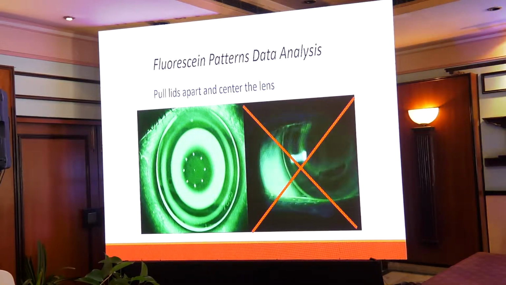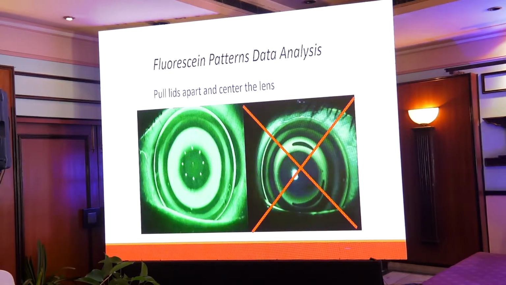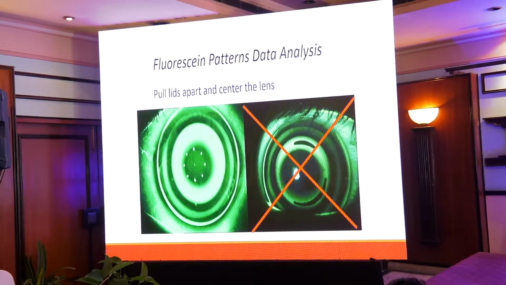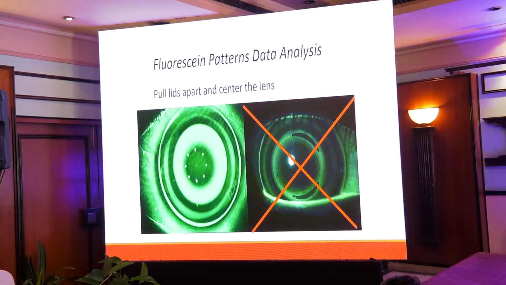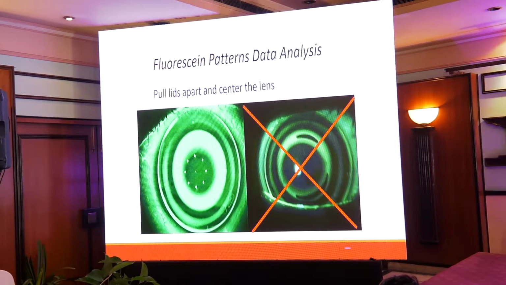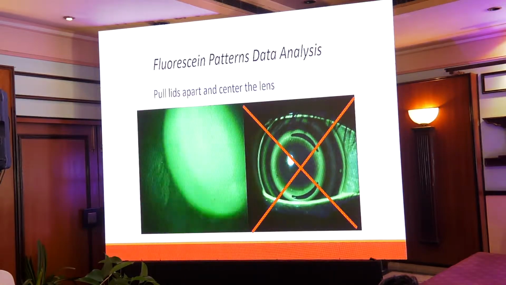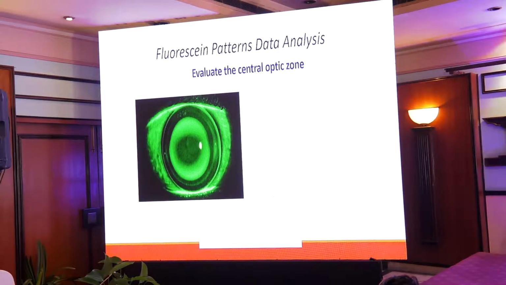Now, the next thing we need to do is pull the lids apart. If you look at the fluorescent pattern with blinking, it's very difficult to understand what is happening. It's good for movement, but it's not good for assessing the overall size of the lens. So open the lids and look at the lens centered there. The next thing is we need to evaluate the central zone of the lens, whether it is touching or not touching the cornea, because if the lens is touching the cornea, that will be a problem. Yeah, this zone.